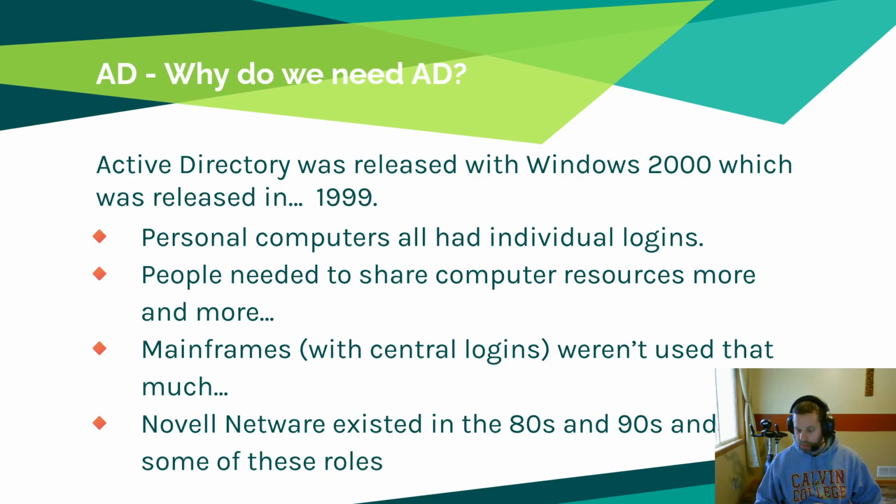Active Directory was released with Windows 2000, which was released in 1999. At that point, you had a lot of personal computers. Personal computers had taken over, and all these personal computers had individual logins on them. But people needed to share computer resources more and more, especially as fast Ethernet networking started to become available. And mainframes, with their central login systems, weren't being used as much anymore. This is a big change from the 70s and early 80s, where mainframes were used quite extensively.